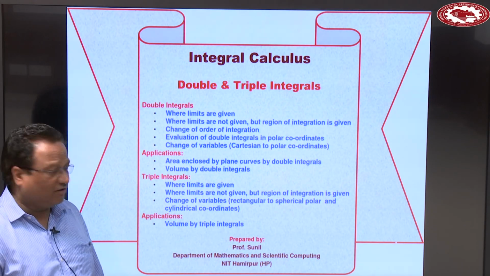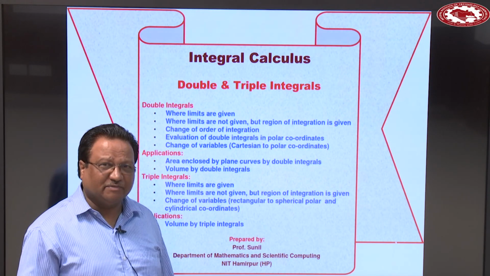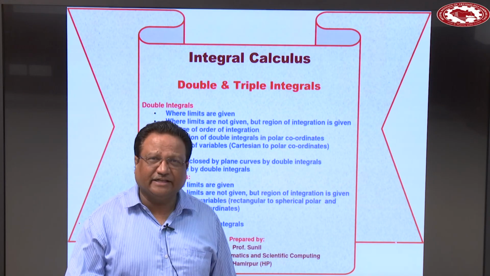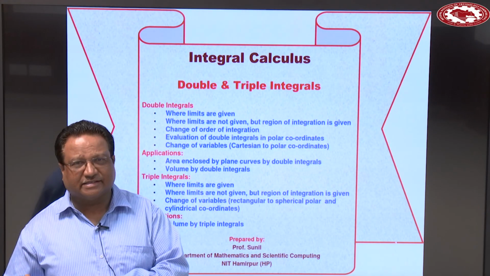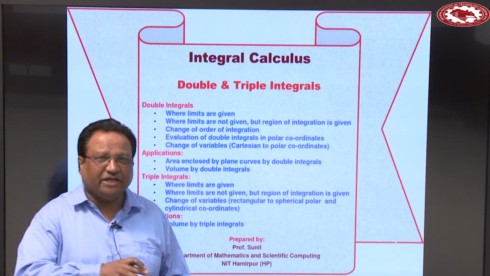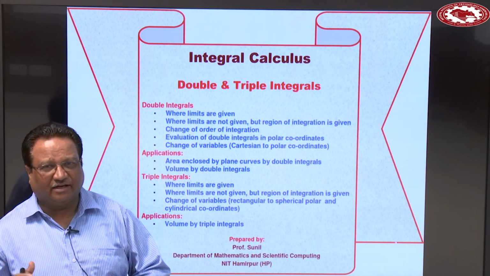How can we solve these type of problems? And then change of variables. Change of variables means we have given double integral problem in Cartesian form, change the problem in polar coordinate system and then solve. So how can we change Cartesian form to polar form, and then how can we solve these type of problems?